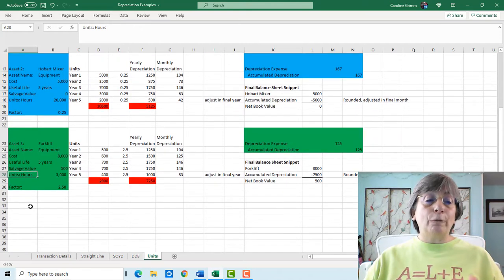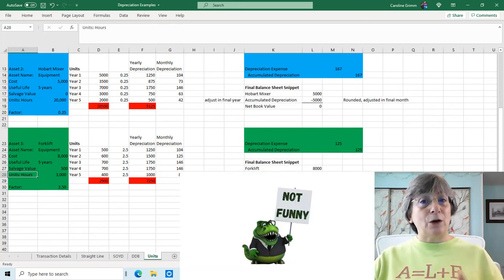And then for our forklift, we are also using hours, and we think we're going to get 3,000 hours out of this forklift. Because have you seen the way Terrence drives that thing?